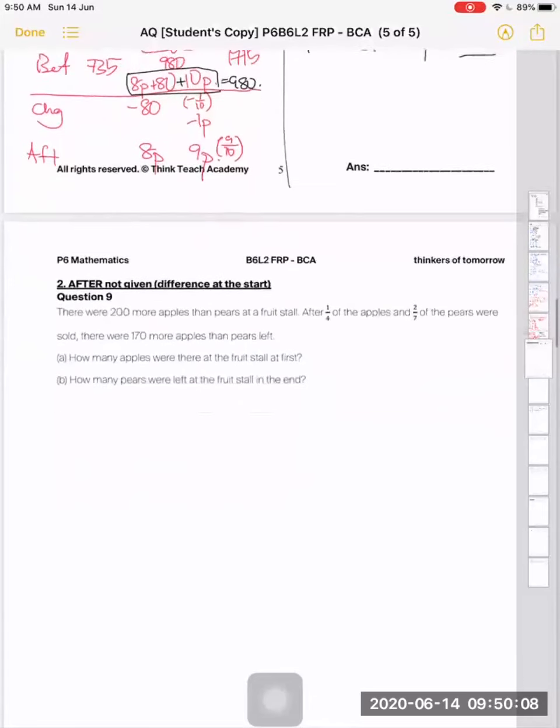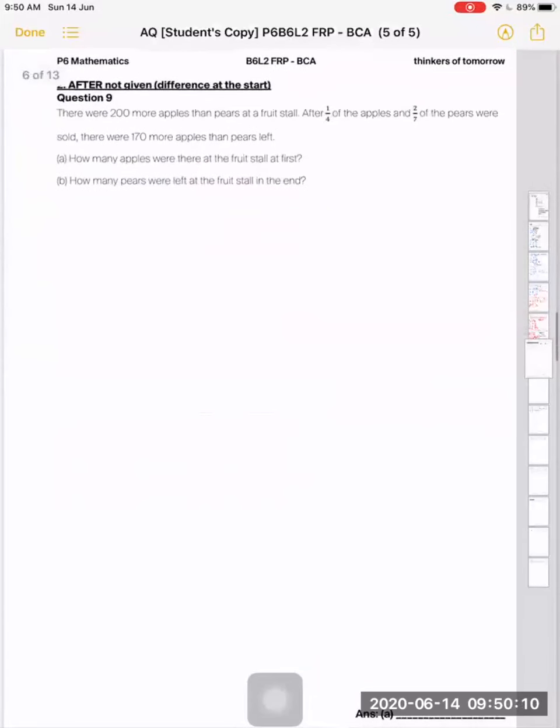Okay, so we're going to solve question 9. You have 200 more apples than pears at the fruit store. So you've got apples, pears. To maintain the ratio, you let your pears be 1 unit, and that means your apples must be 1 unit plus 200. This allows you to keep the rule of the first sentence, that you have 200 more apples.